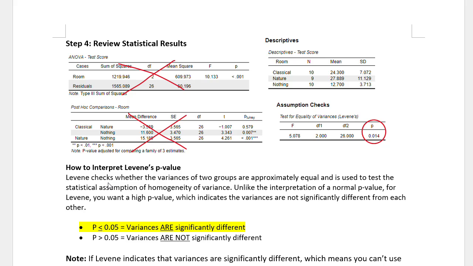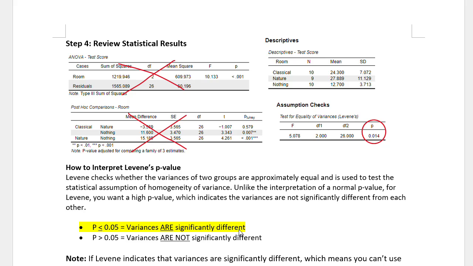And so Levene once again checks whether the variance of the groups are approximately equal and is used to test the statistical assumption of homogeneity of variance. Unlike the interpretation of a normal p-value, for Levene you want a high p-value. Unfortunately, if we look at this Levene p-value, we can see that it's 0.014. That means that it's less than or equal to 0.05, which means variances are significantly different. We do not want variances to be significantly different.